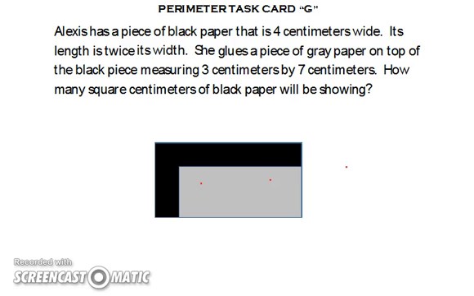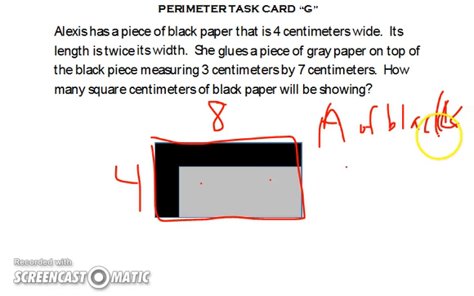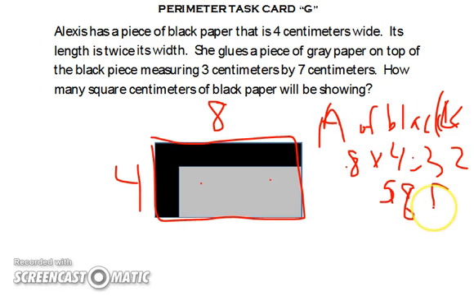So here's the picture. Her black paper is this whole piece right here, and it is 4 centimeters wide, and its length is twice its width. So 4 times 2 would be 8. So the area of the black paper is 8 times 4, which is 32 square centimeters.